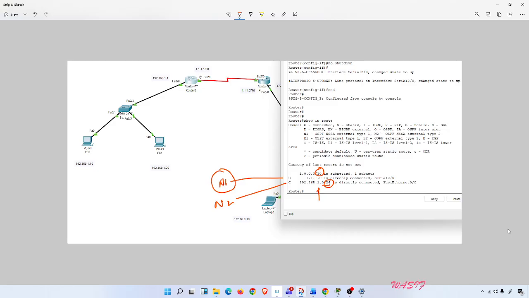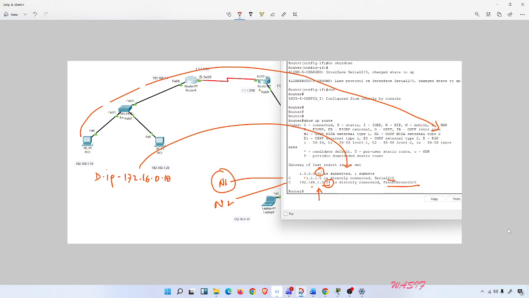So any IP address from this network, he will be able to send through this port, and any IP address from this network with /30, he will be able to send through this port. But whenever you are sending a packet from here to the other PC over there, your destination IP is 172.16.0.10. And is there any entry in the routing table for 172.16.0.10? No, there is no entry. So in this case, what's going to happen? He will have to drop the packet. He can't send it over there.